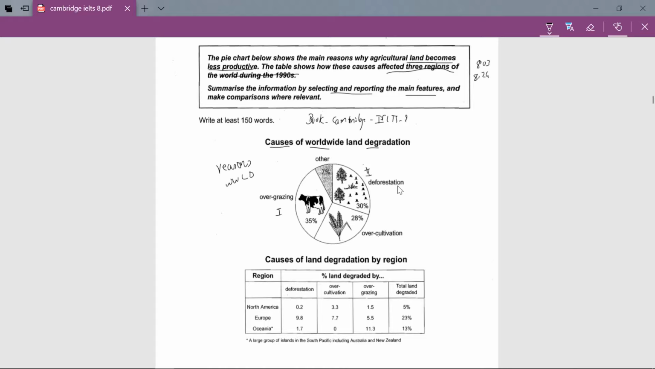These are the two main causes, which together cause 65% of the overall land degradation across the world, and then there is cultivation, which contributes another 28%. So if I add 28 here, this becomes almost 93. So 93% of the total land degradation is caused by these three factors, as I can see, and I can highlight that.